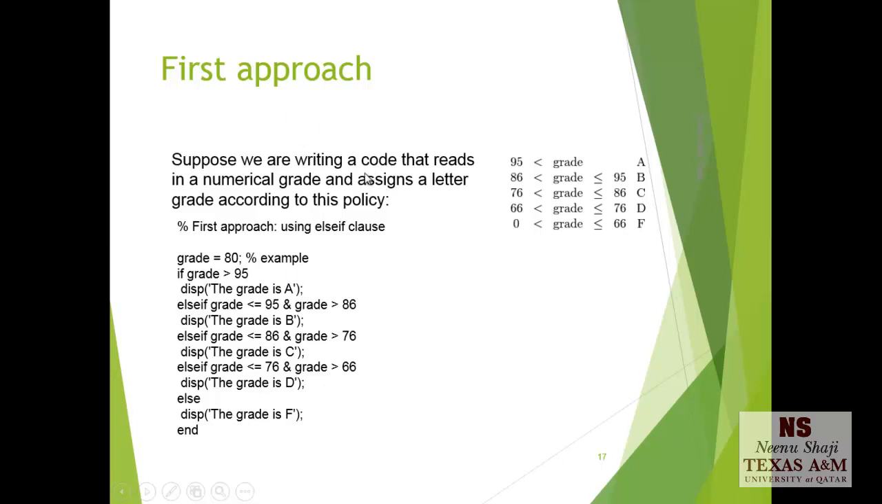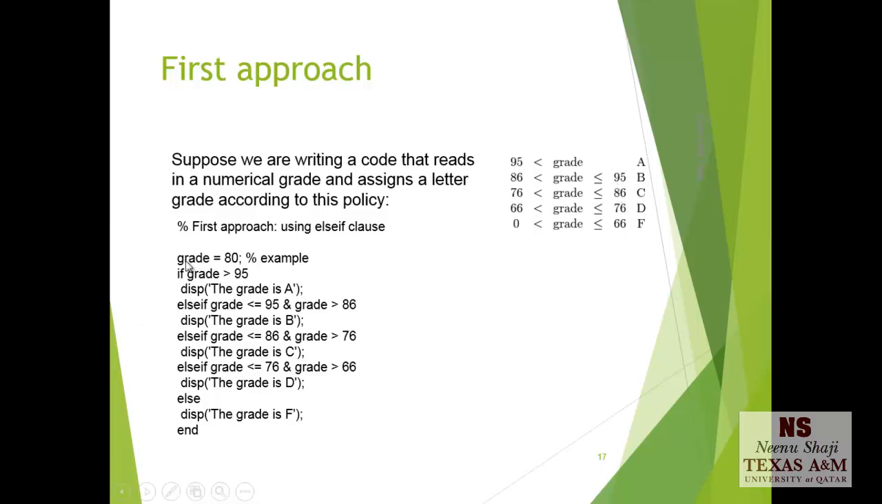This is an example for writing code that reads in a numerical grade and assigns a letter grade according to this policy. A grade greater than 95 is A, between 86 and 95 is B, where 95 is included, and so on and so forth.